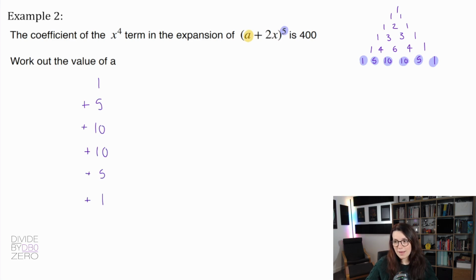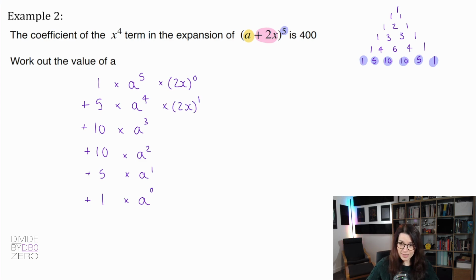And then we can start the pattern off by thinking about the first term there, so a. That means it will be a^5, a^4, and so on, going down. And then the second part is 2x. So when we put that in, it will be (2x)^0, (2x)^1, and so on. Now for this question, we're only interested in the coefficient of the x^4 term. So if we think about it, that would be here times (2x)^4.